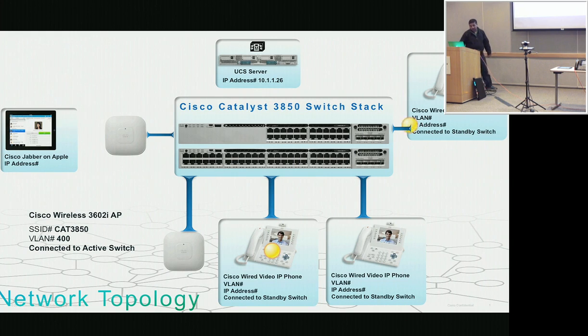What we are going to depict here is that we'll be making a call from the wired IP phone, or maybe from the Jabber phone, to the wired IP phone through the active switch. And then we are also going to make another call from a wired phone to the other wired phone connected to the standby switch. Everything would be a video call. In between, we are going to unplug the active switch, and then see what behavior we observe in case the active switch goes down in a stack. That is the test scenario for today.